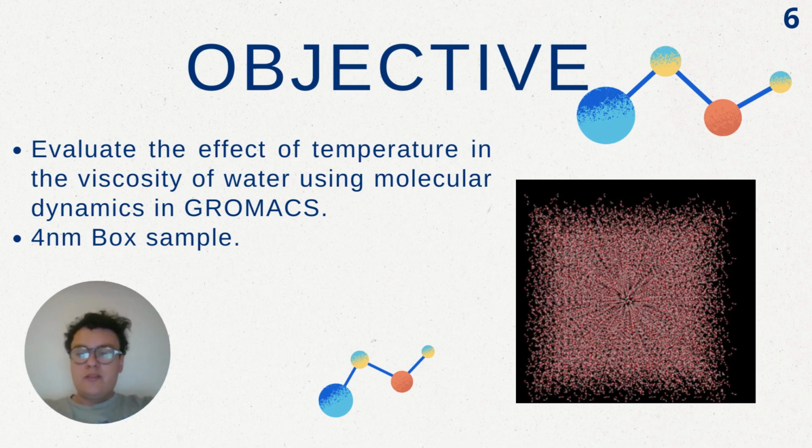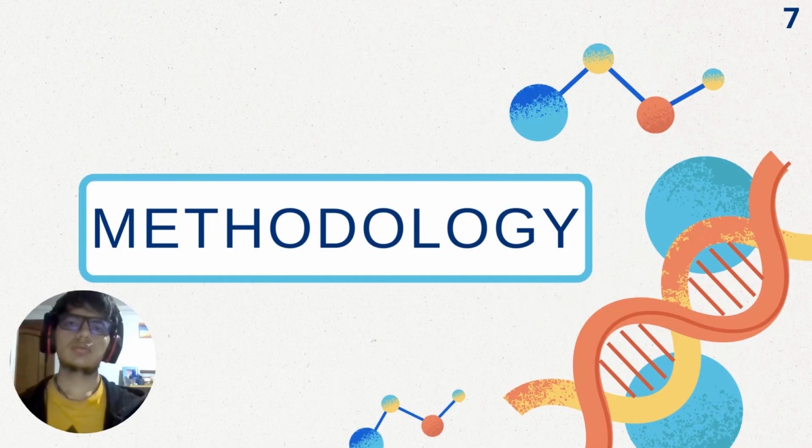The objective of this lab practice is to evaluate the effect of temperature on the viscosity of water using molecular dynamics in GROMACS. We'll be using a sample of a 4 nanometer box for this lab practice. And then we will present the methodology that we used in this lab.